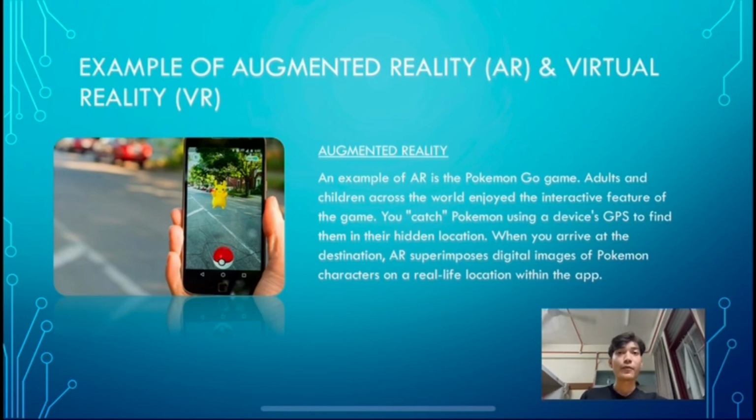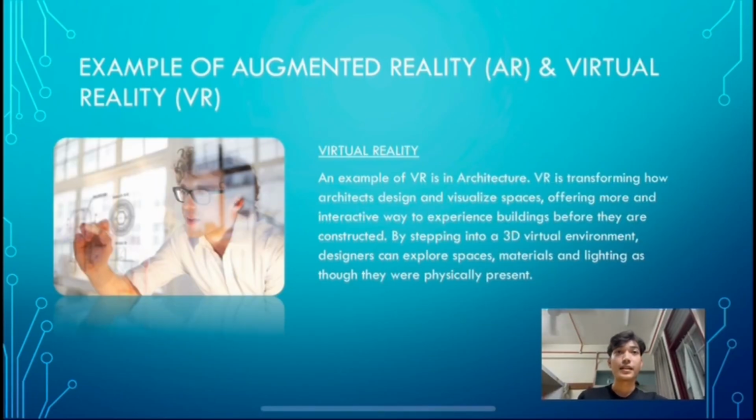Examples of augmented reality and virtual reality. An example of AR is the Pokemon Go game. Adults and children across the world enjoy the interactive feature of the game. You catch the Pokemon using a device GPS to find them in their hidden locations. Next, an example of VR is in architecture. VR is transforming how architects design and visualize space, offering a more interactive way to experience buildings before they are constructed.